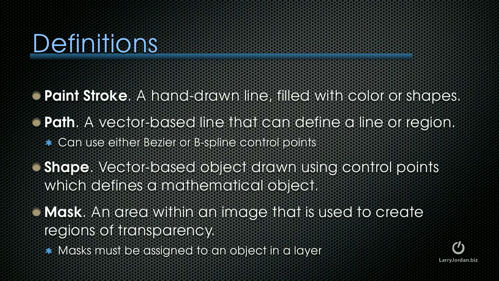A paint stroke is a hand-drawn line which is filled with colors or shapes. A path is a vector-based line that can define a line or a region. Vector-based means it's mathematically drawn and it has any amount of resolution that you want. We can use either Bezier, which we're familiar with from Final Cut, or B-spline control points, and B-splines can do things that Beziers can't. A shape is a vector-based object drawn using control points, which defines a mathematical object. It could be a square or a rectangle, could be a blob, could be anything in between. A mask is an area within an image that is used to create regions of transparency. Masks, by definition, make parts of an image disappear. Unlike shapes or paths or paint strokes, masks must be assigned to an object in a layer.